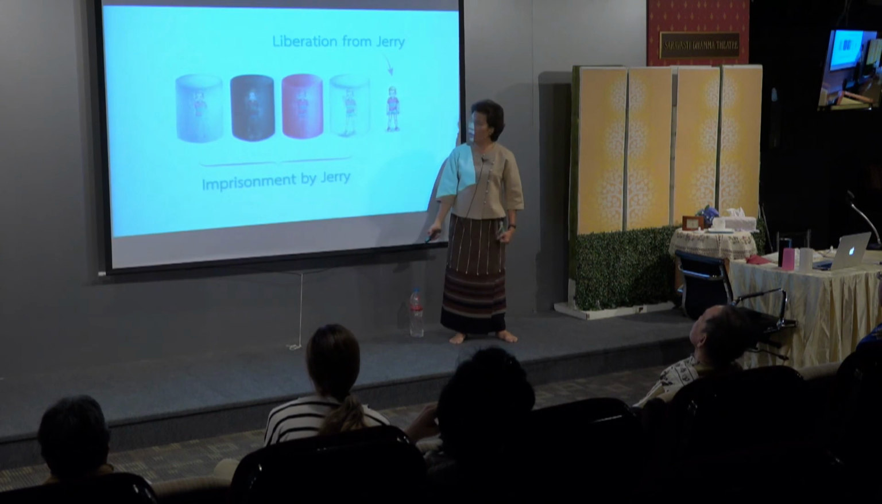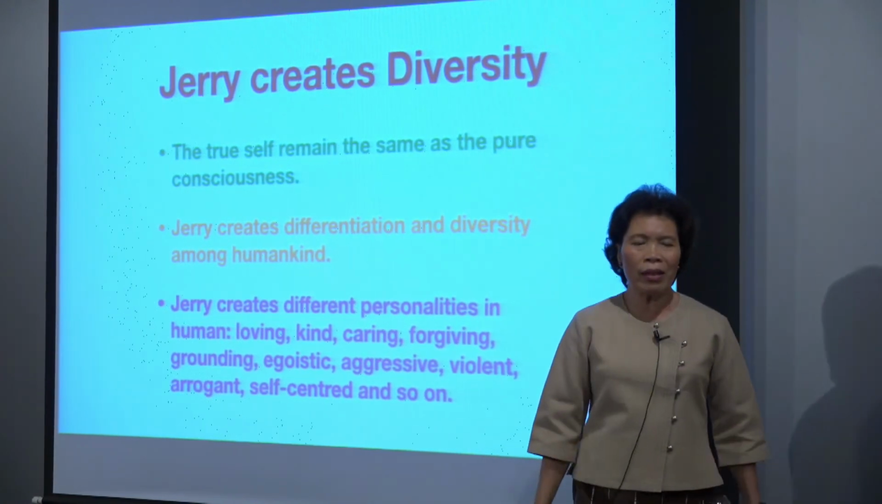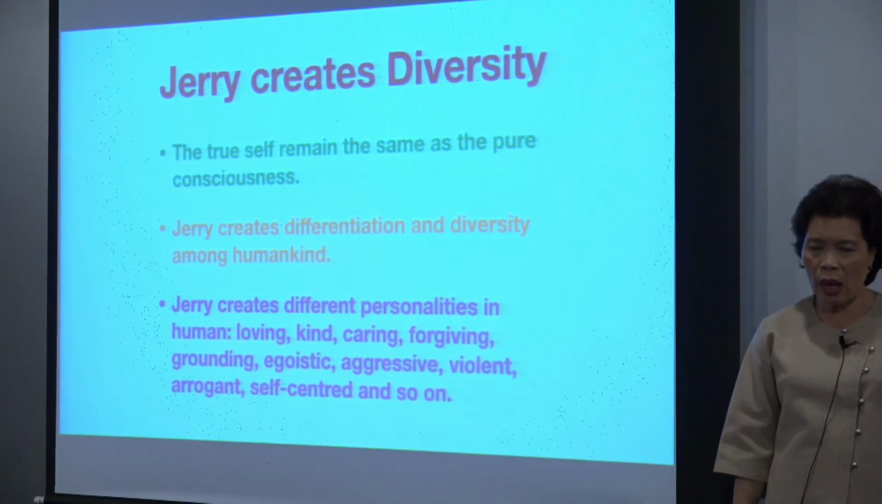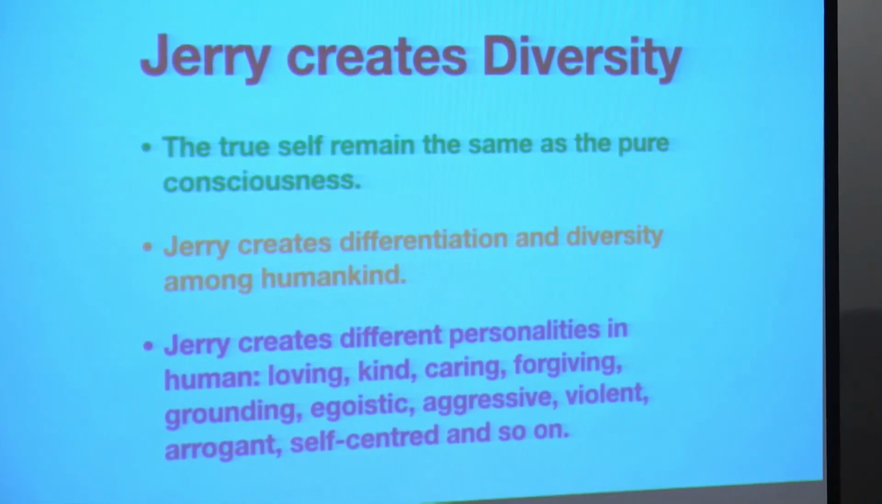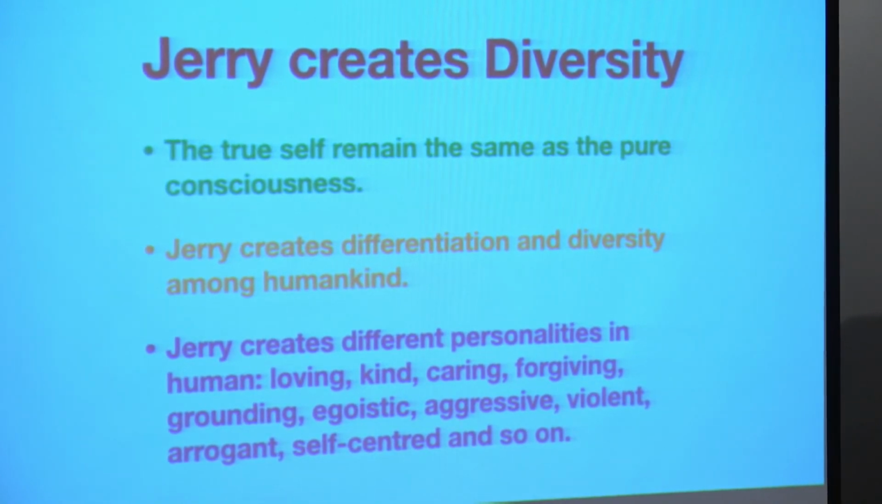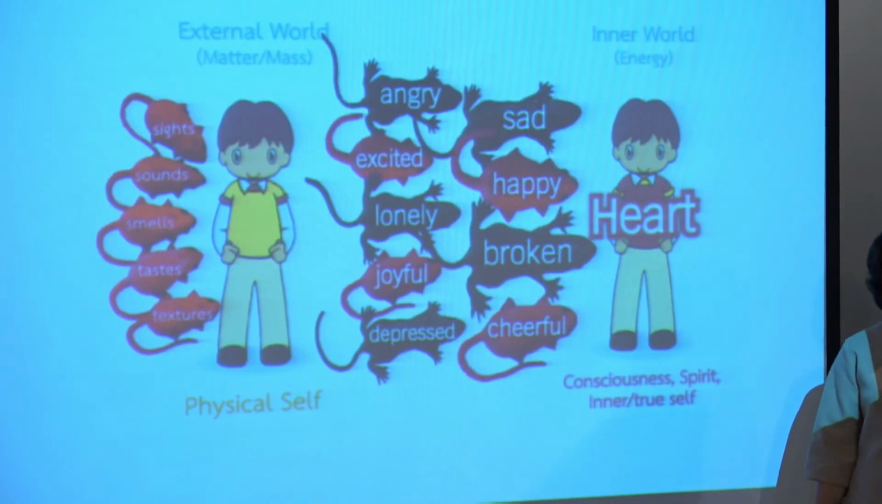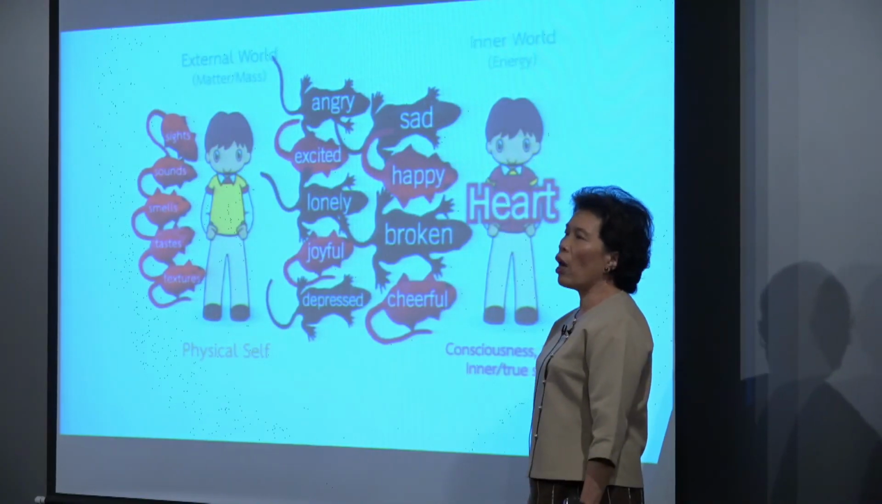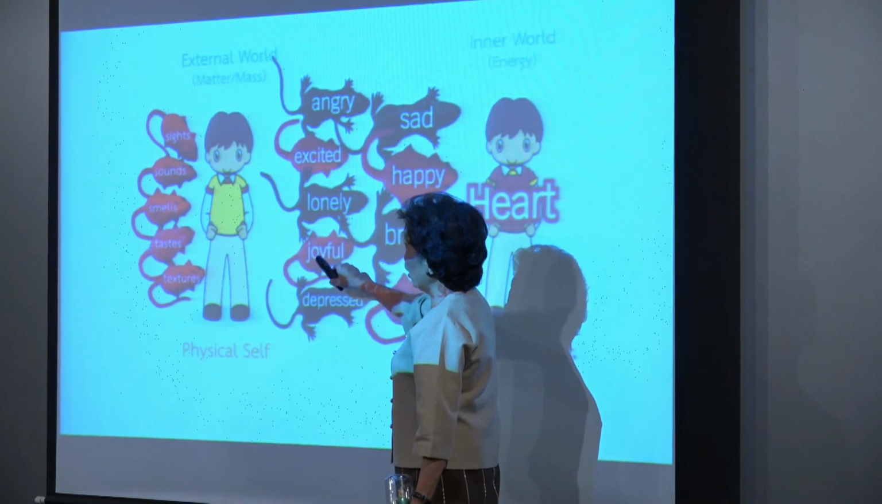So that's it. I think we have finished with how Jerry creates the diversity. The true self remains the same as the pure consciousness, but Jerry creates the differentiation and diversity among humankind. Jerry creates different personalities in humans: loving, kind, caring, forgiving, grounding, egoistic, aggressive, violent, arrogant, self-centered, and so on. It's all the artwork of Jerry. Is that clear? So these are the 5 components that make up a life form.